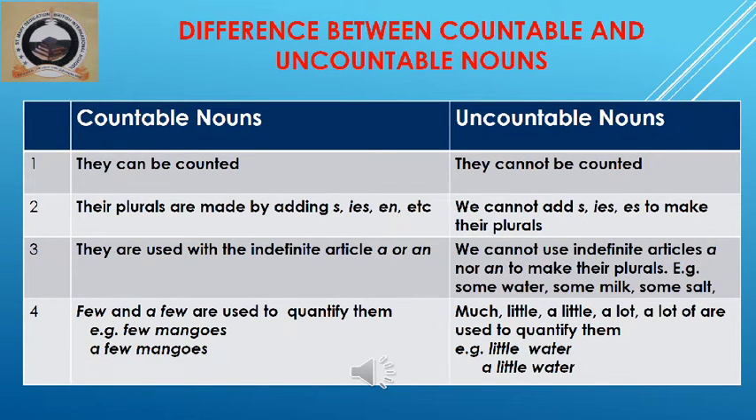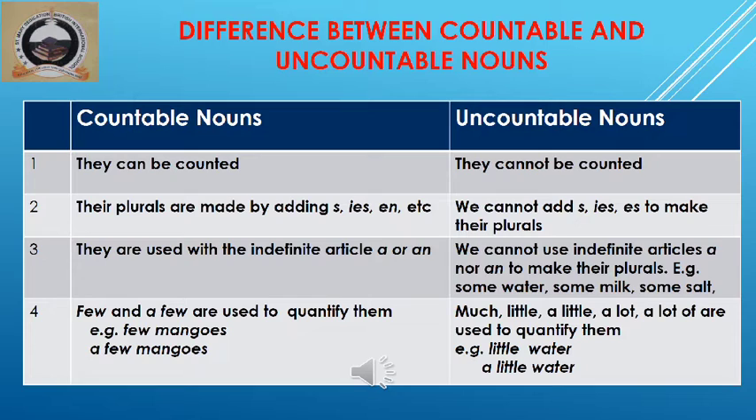Now the difference between countable and uncountable nouns. Countable nouns, number 1, they can be counted. But uncountable nouns, they cannot be counted. Number 2, countable nouns, their plurals are made by adding s, ies, en, and so on and so forth. For uncountable nouns, we cannot add s, ies, es to make their plurals.